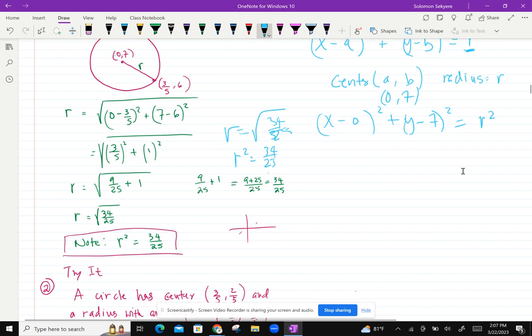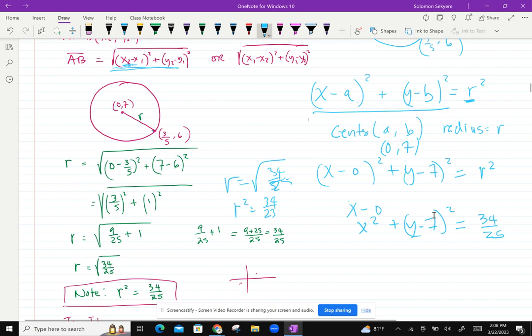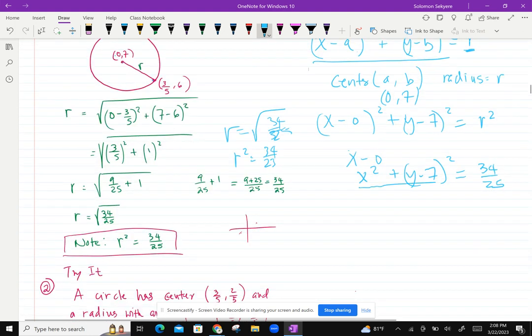So now we write (x minus 0) squared, which is x squared, plus (y minus 7) squared is equal to 34/25. You're done. So you need to know the standard form right here, and then the distance formula. A and b is the center. Do that, and there, that's your answer to this question.